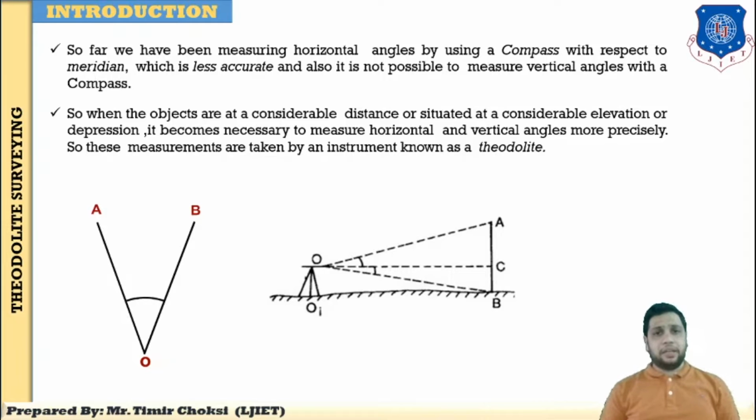So the theodolite is the most precise instrument for finding the horizontal angle as well as the vertical angle. Measurement taken by this instrument is known as theodolite measurement. Here, for example, the horizontal angle is AOB, and similarly the vertical angles are OAC and OBC. So these angles are measured precisely by using the theodolite.